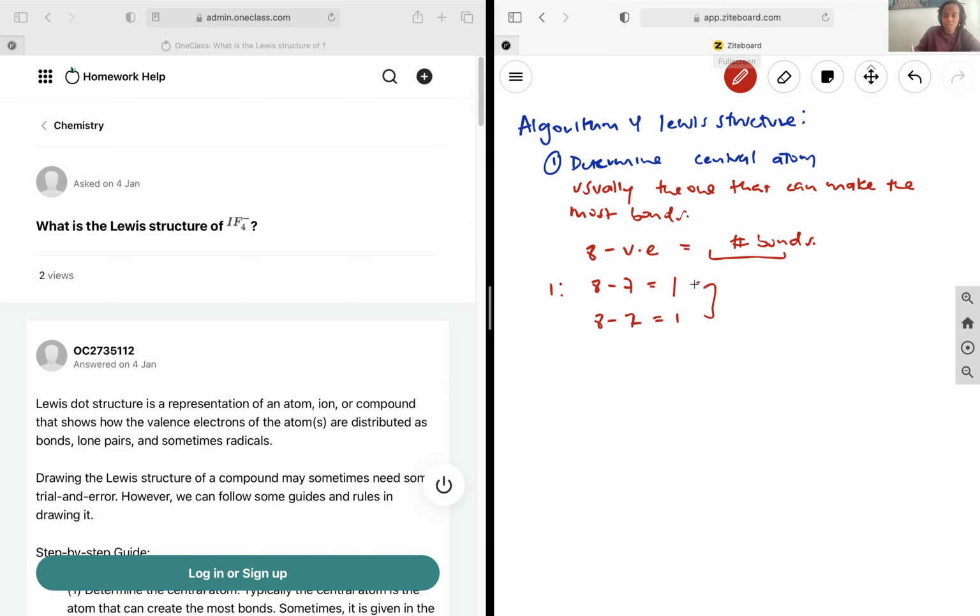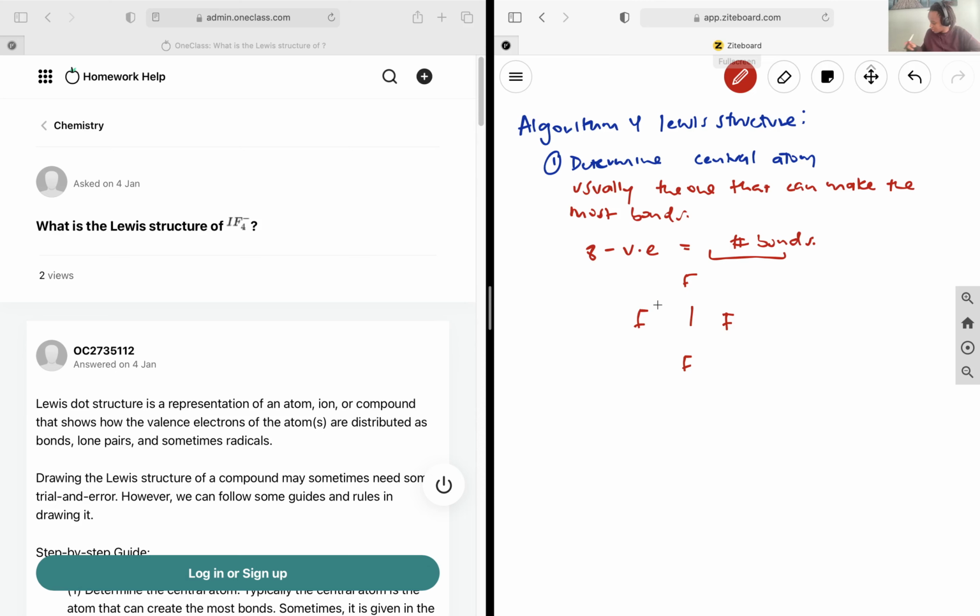So in this scenario, it's not clear which one is going to be our central atom, but the one that we have less of is going to be our best central atom, because that just logically makes sense. And so our structure would look something like this.